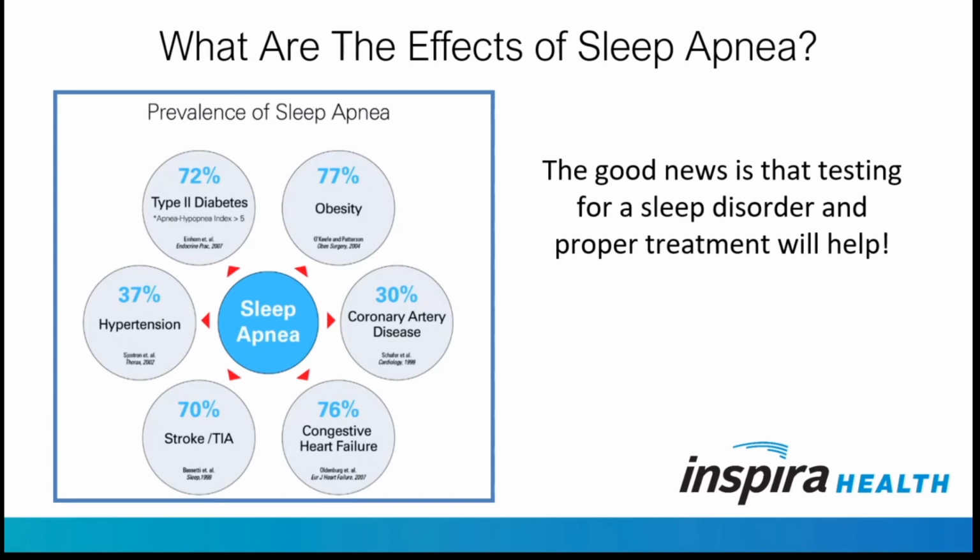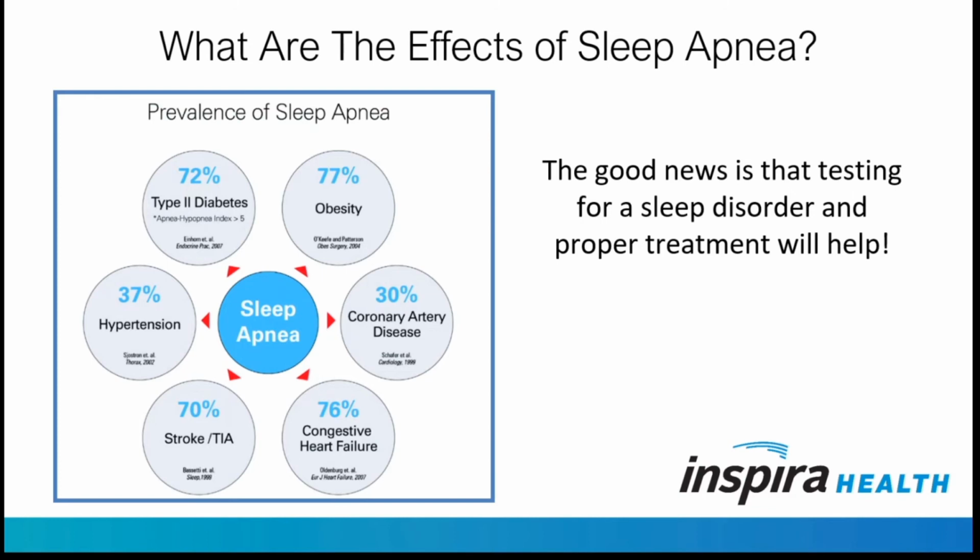So this slide is just a slide indicating how much it is prevalent with each disease state. So 72% of type 2 diabetics have a sleep disorder. 77% of obese patients have a sleep disorder. 30% of coronary artery disease. Now, this is a big one.